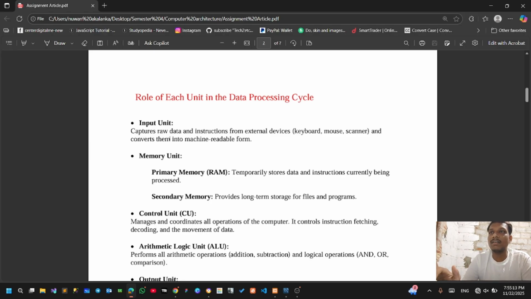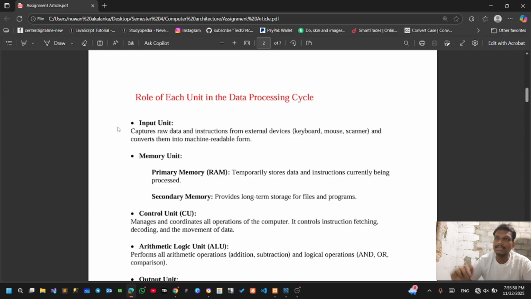So this is our first unit, the input unit. The input unit captures raw data and instructions from external devices like keyboard, mouse, scanners, those things, and converts them into machine-level form. In the memory unit, I discuss primary memory, which means RAM, and secondary memory. The primary memory temporarily stores data and instructions currently being processed. The secondary memory provides long-term storage for files and programs.